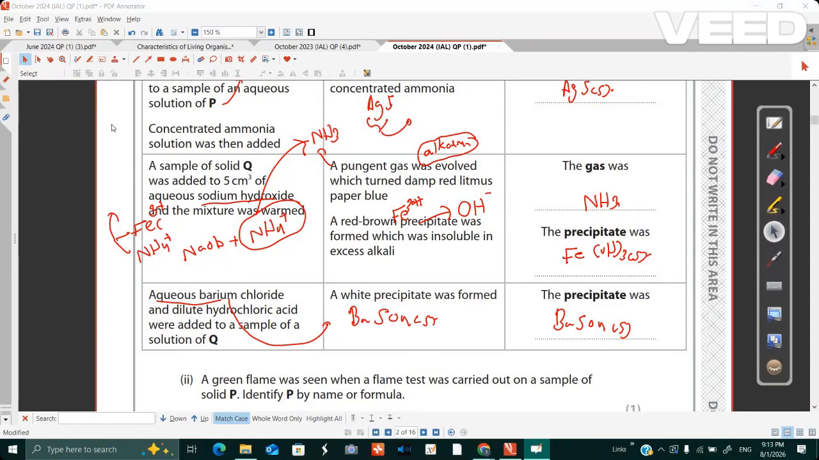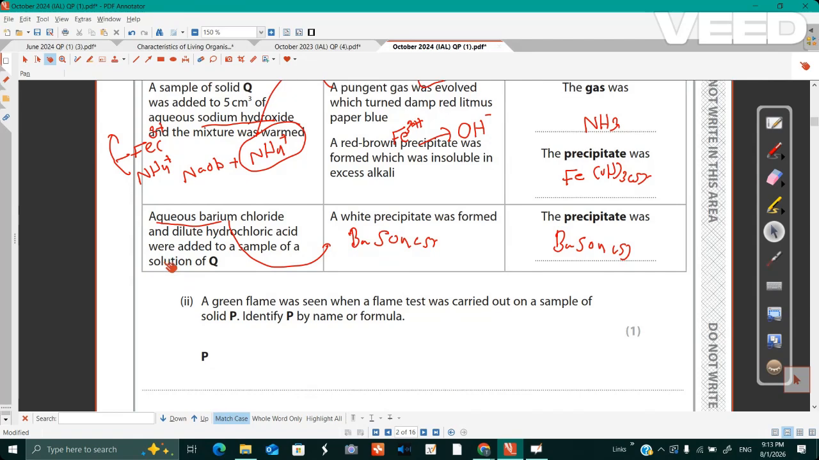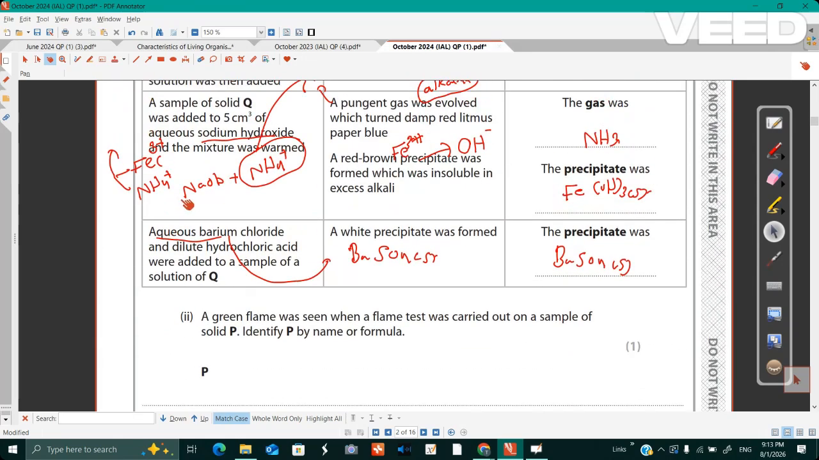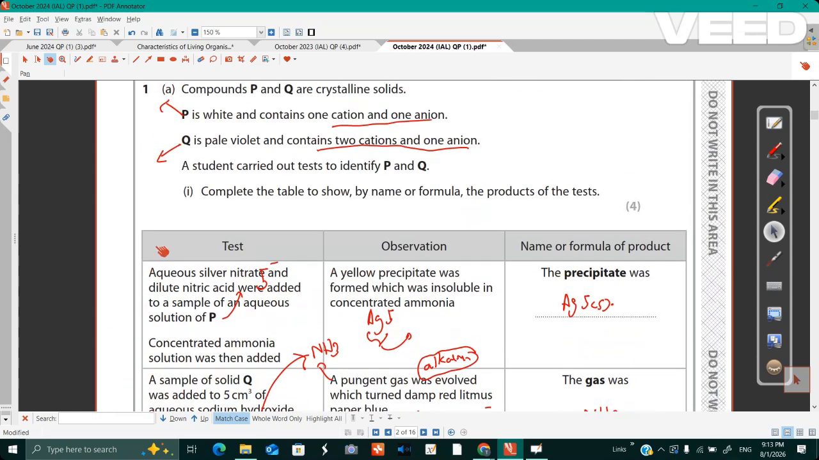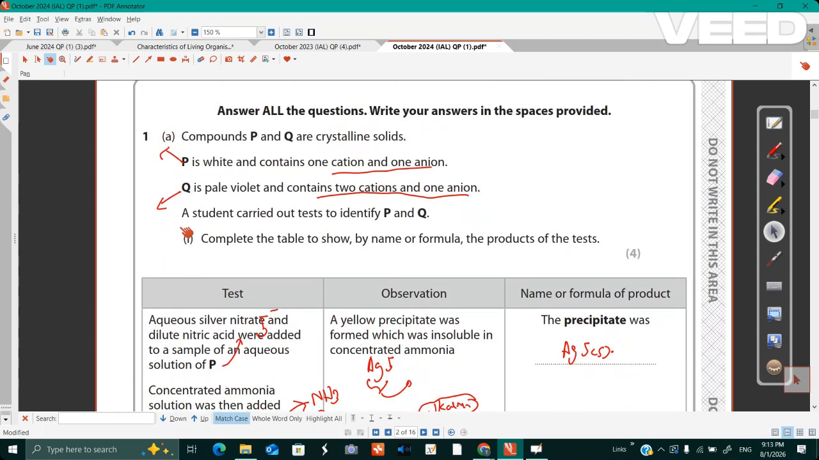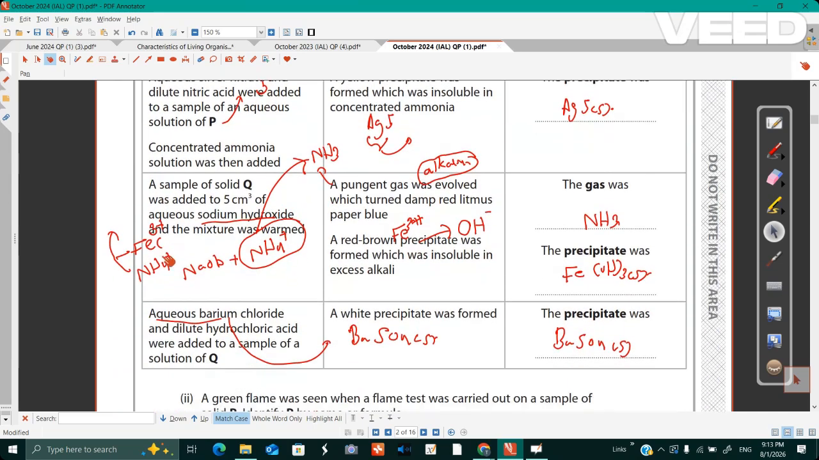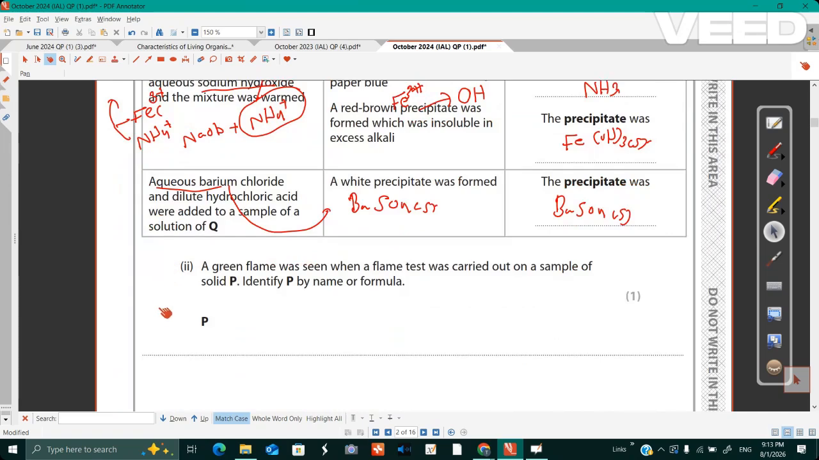Yes, right. Okay, these are very easy questions. A green flame was seen when the flame test was carried out on a sample of P. Identify P by name or formula. P is white in color, with one cation and one anion. We identified one anion, but the cation we don't know. To identify cations, we do the flame test. So this you should identify and memorize.